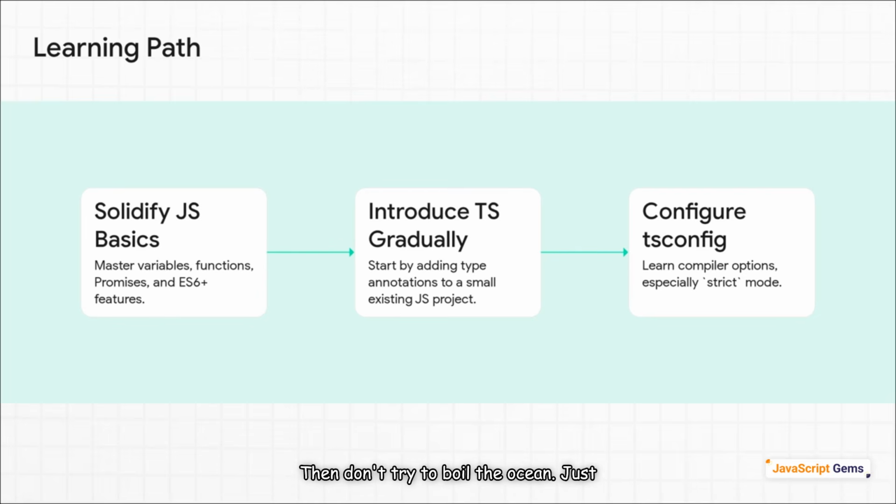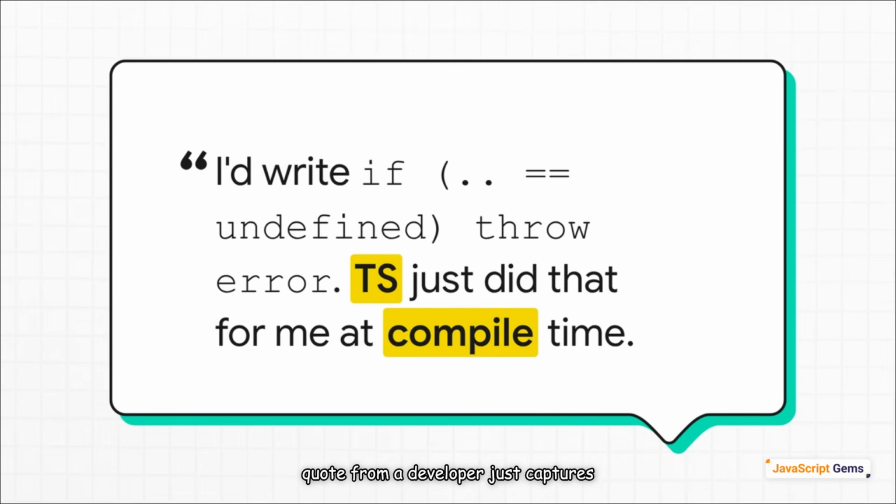Then, don't try to boil the ocean. Just take a small JavaScript project you already have and start adding type annotations here and there. Finally, once you're feeling more confident, you can start digging into the tsconfig.json file. That's like the main control panel for TypeScript, and learning to use options like strict mode is where you'll really unlock its power. You know, I think this quote from a developer just captures that aha moment perfectly.